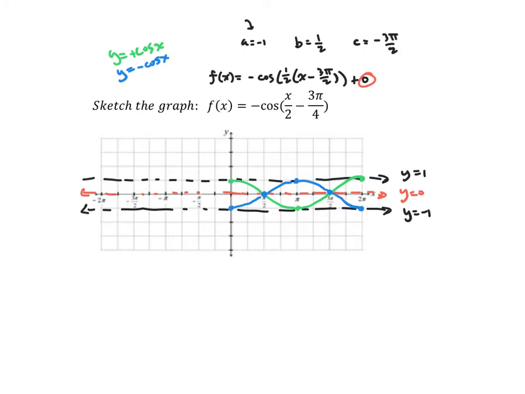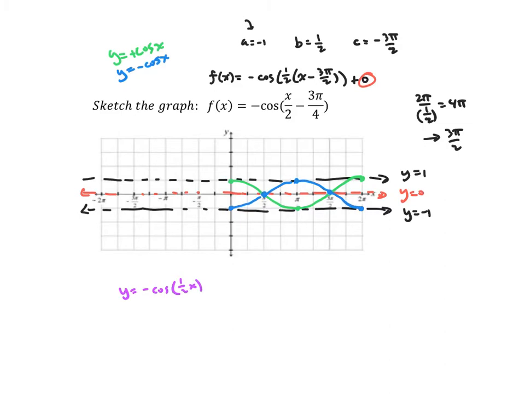Now I just have to stretch this horizontally, because as we'll see here, 2 pi over b is going to equal 4 pi. And then I also have to shift this, it looks like to the right. Oh boy, that's going to go off our graph. That's okay. 3 pi over 2. Okay, so I'm going to take this graph, and really what it's going to look like is y equals negative cosine. Let's do the stretch first.